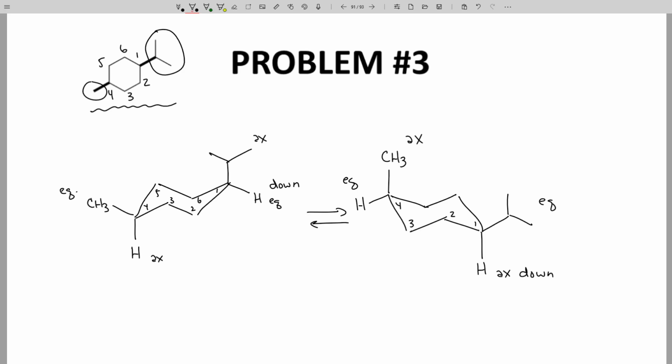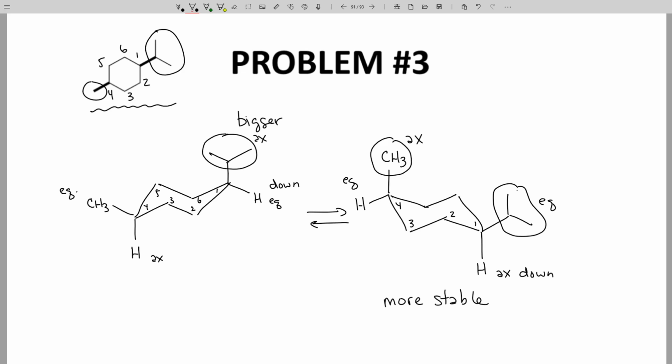We'll note that both of them have something in the axial position. In the right-hand structure, we put the methyl axial. In the left-hand structure, we put the isopropyl group axial. The isopropyl is bigger, and so the strain introduced by putting the larger group axial is worse than having a methyl group axial. So the structure on the right is more stable. We try to put our bigger groups equatorial, even at the cost of putting something axial, at least where our bigger group gets its preference of being equatorial. So the right-hand structure is more stable.